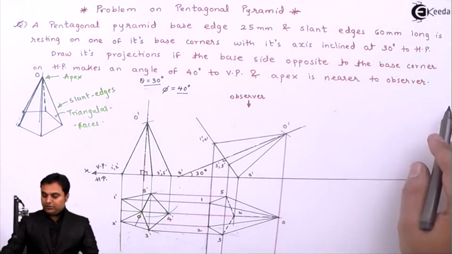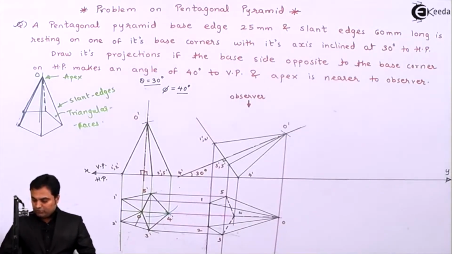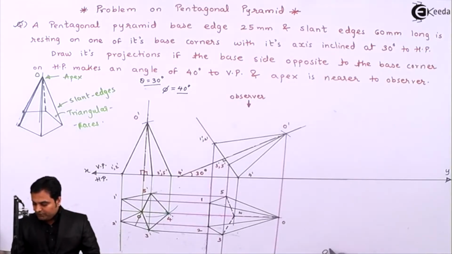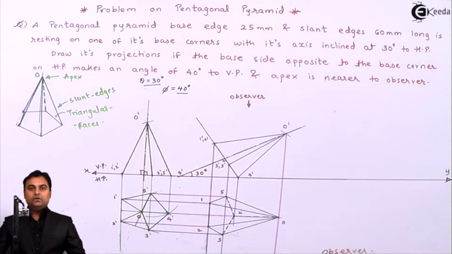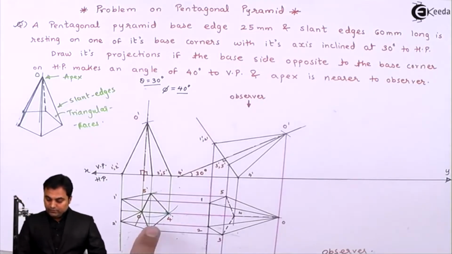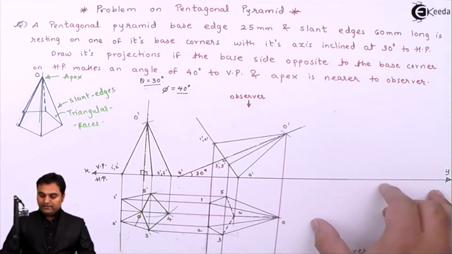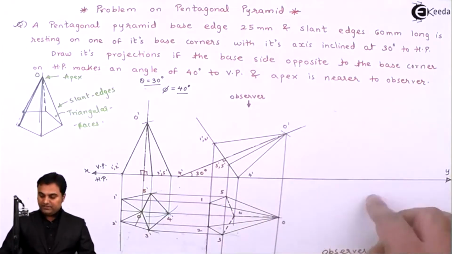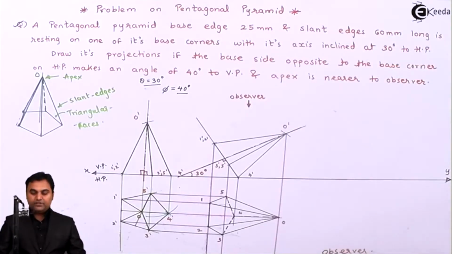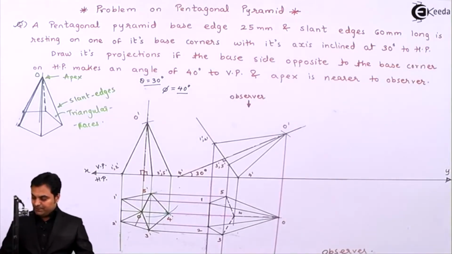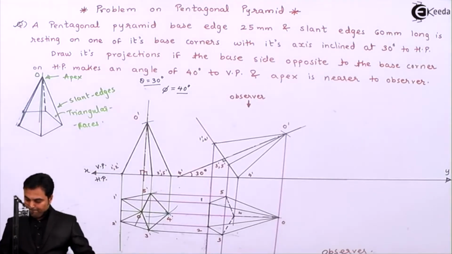and apex is nearer to observer. First of all, I'll fix the observer in HP. Observer is here at the bottom. Now the base edge 1 to 2 will be inclined at an angle of 40 degree to VP, seen in HP, and apex should be nearer to the observer as it is mentioned. So next I'll take a point here.